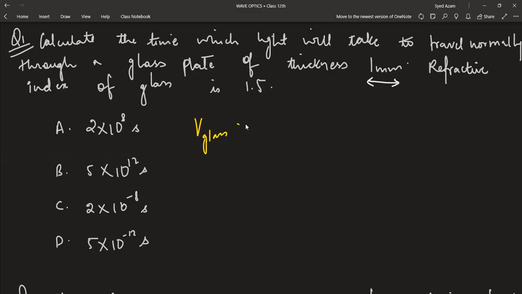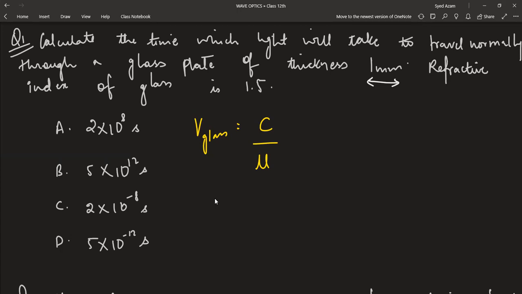The speed in the glass will be the speed of light divided by the refractive index, because we have studied that the refractive index is the ratio of the speed of light in air to the speed of light in the medium. So the medium is glass. It has clearly said that it's a glass plate.